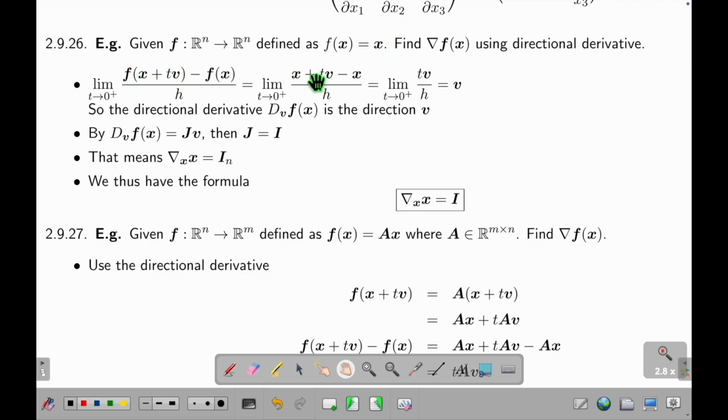So x plus tv minus what? f. What's f? x, unchanged. So x minus x is gone. So this is t times v, divided by t, nothing. So v. And then by definition, Jacobian times v is my directional derivative. Anything multiplied by v is the Jacobian.